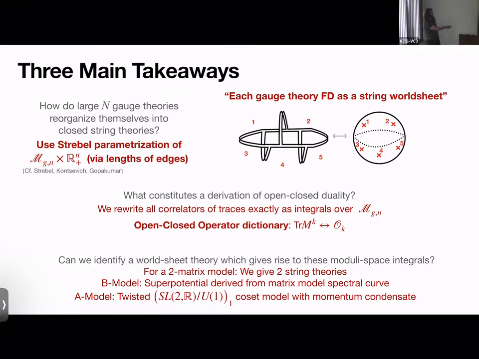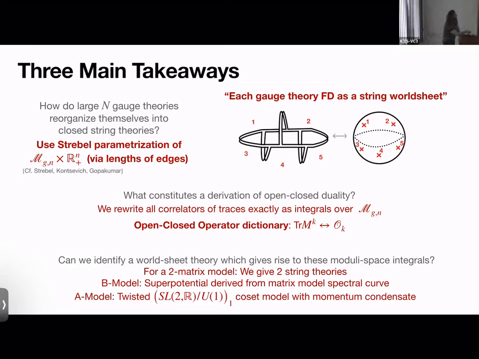So this B model, to tell you which closed string theory, it turns out I just need to tell you one thing, which is what the superpotential is on the worldsheet. And we're gonna tell you that if you start from some matrix model, there's a clear recipe to tell me what is the string that emerges. And it goes via the matrix model spectral curve. Okay, so from the spectral curve, I'll be able to tease out what the superpotential is. Was that a question? Okay.